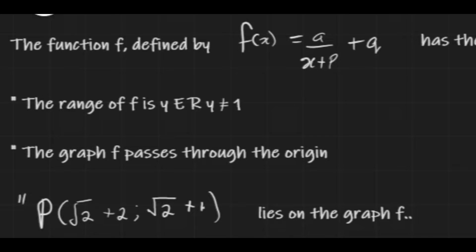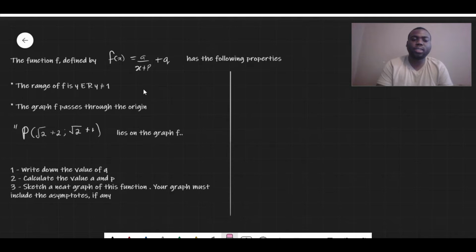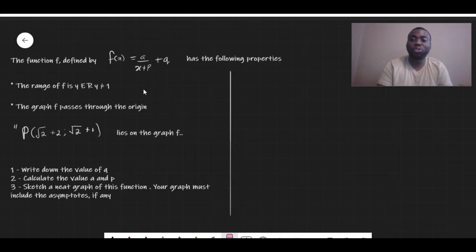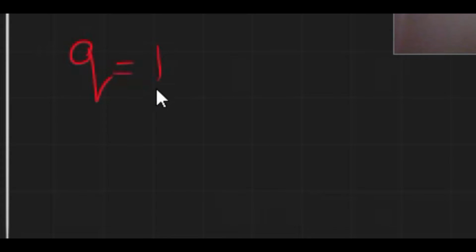They ask you to write down the value of q, calculate the value of a and p, and sketch a neat graph of this function. Your graph must include asymptotes, if any. The first question says to write down the value of q. The properties say that y is an element of R and y is not equal to 1. Whenever you have a restriction like that, y is not equal to a specific number, it is always going to be your asymptote. The first answer would be q = 1.